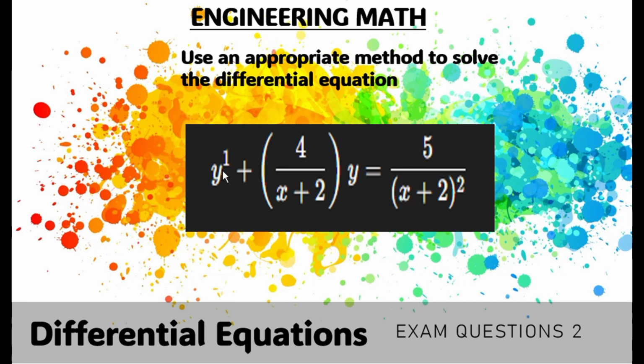So our question is y prime plus 4 over x plus 2 times y is equal to 5 over x plus 2 all squared. We are asked to use an appropriate method to solve this question. Looking at the nature of this question, we can simply find the integrating factor and then multiply through the equation by the integrating factor, and then from there we will see what we can do next. So without wasting much time, let's start with this.